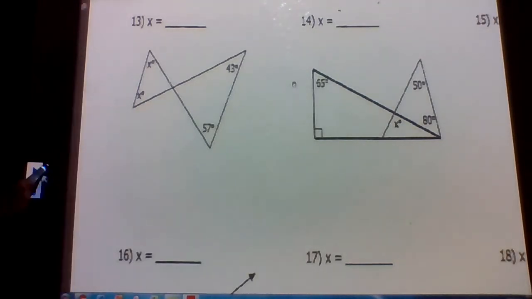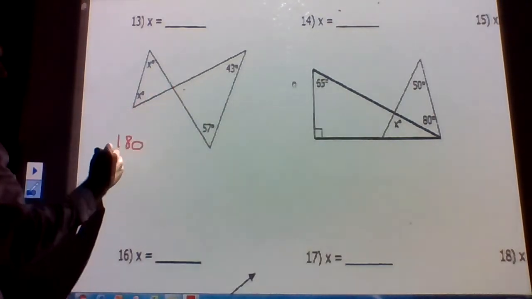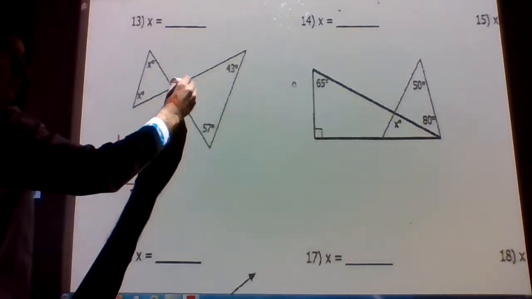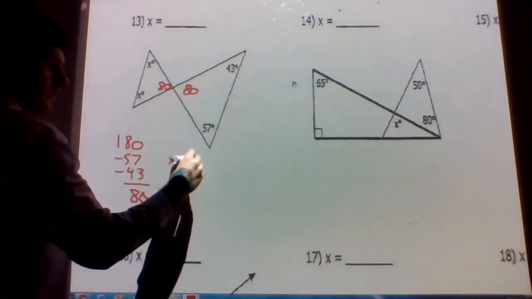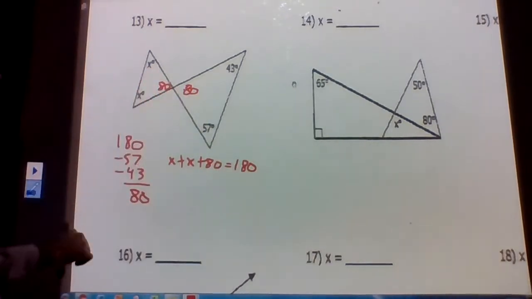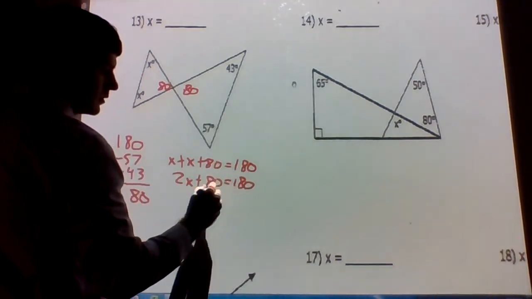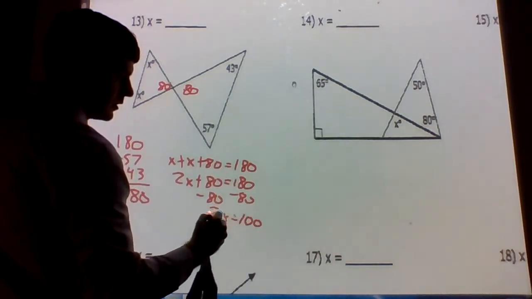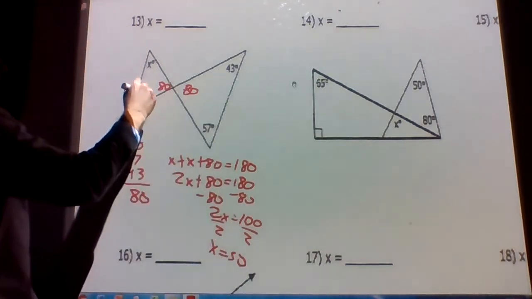All right, so here we want to find this angle first. These three have to add up to 180. So 180 minus 57 minus 43 is going to give us 80. Okay, then these are vertical angles. Then we know x plus x plus 80 is going to equal 180, right? These three angles add up to 180. So we have 2x plus 80 is 180. We subtract 80 from both sides and then divide by 2. So 2x is going to equal 100. Divide by 2. X is going to be equal to 50, right? It's going to be 50 and 50.